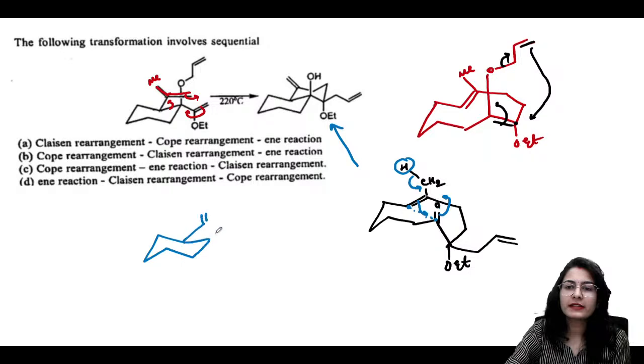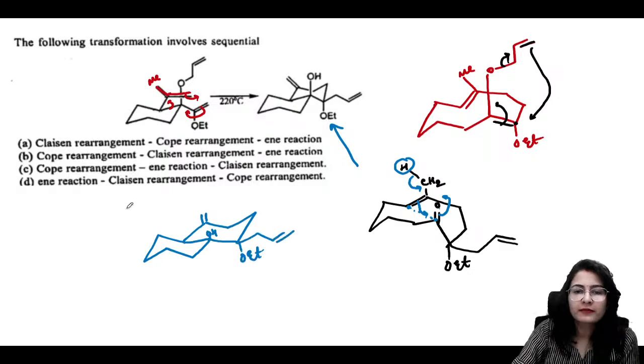ऐसे करके. All right? And this is going to become an OH. This has become an OH. And the rest of the molecule is as it is. So we are first doing a Cope rearrangement, then Claisen and then ene reaction.